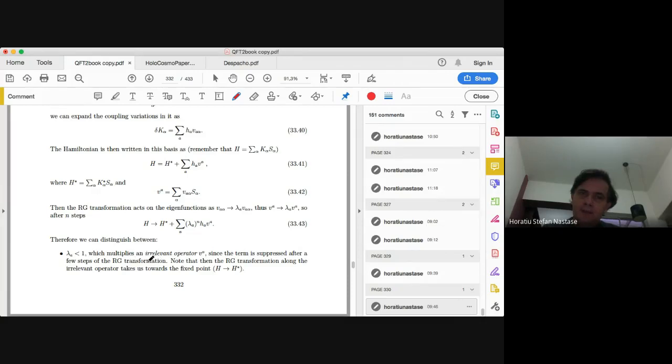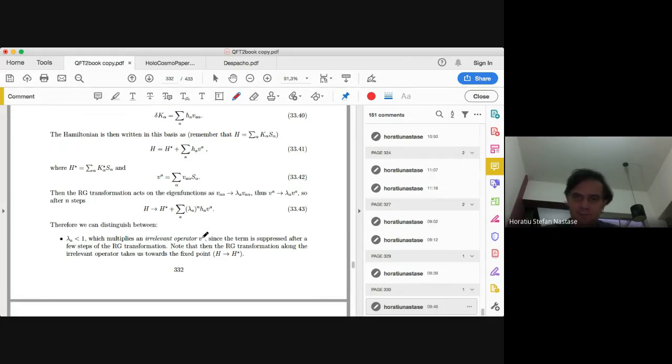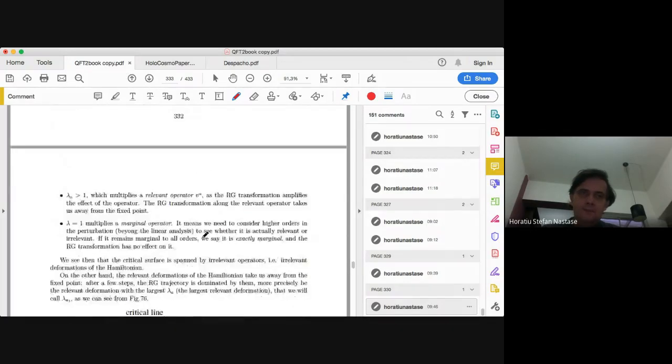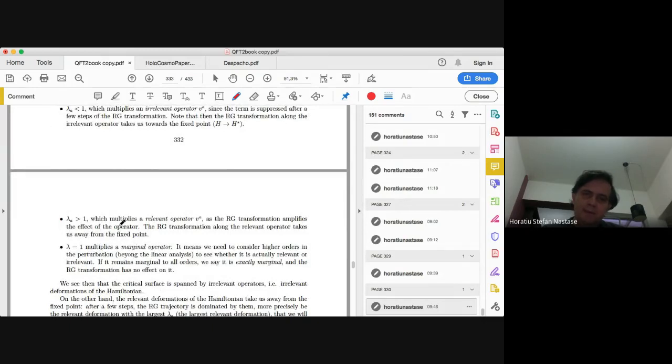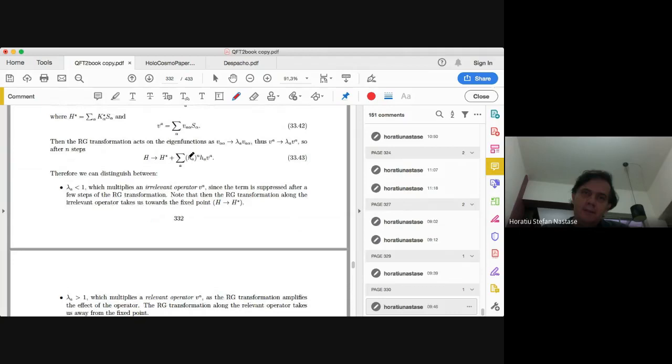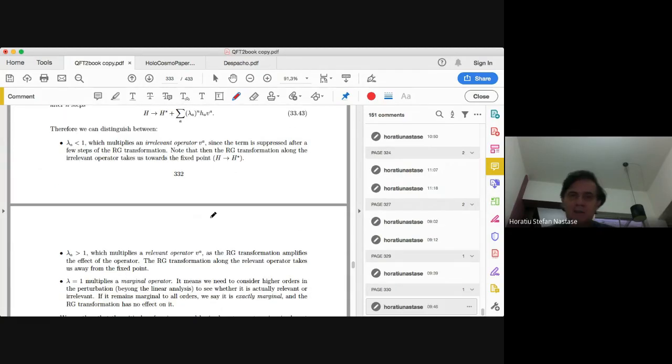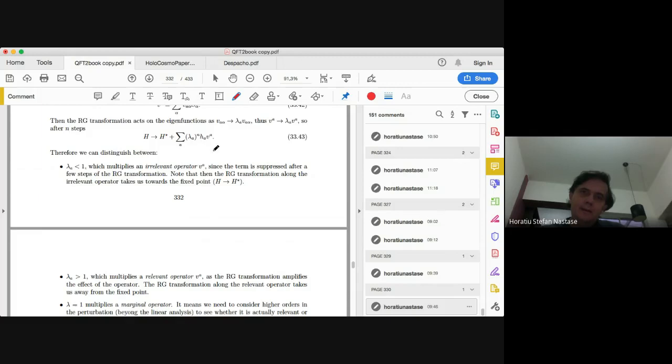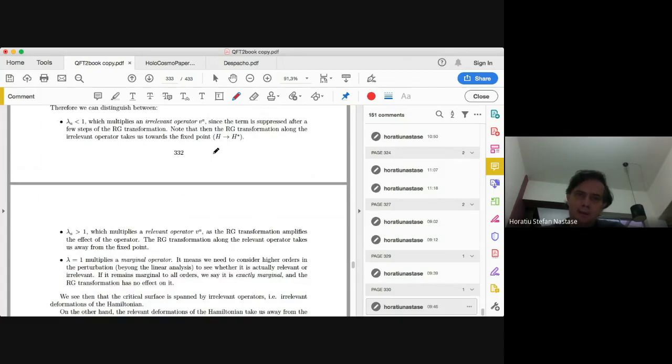This operator is called an irrelevant operator if lambda a is smaller than one, because then after n steps this is suppressed. Lambda a to the n goes to zero, so this is suppressed, you go to the fixed point. So that's why this is called irrelevant. It becomes irrelevant after many steps in RG. But if lambda a is greater than one, then this is a relevant operator, because this increases away from the fixed point in the RG. And if lambda equals one, then h a is called a marginal operator.